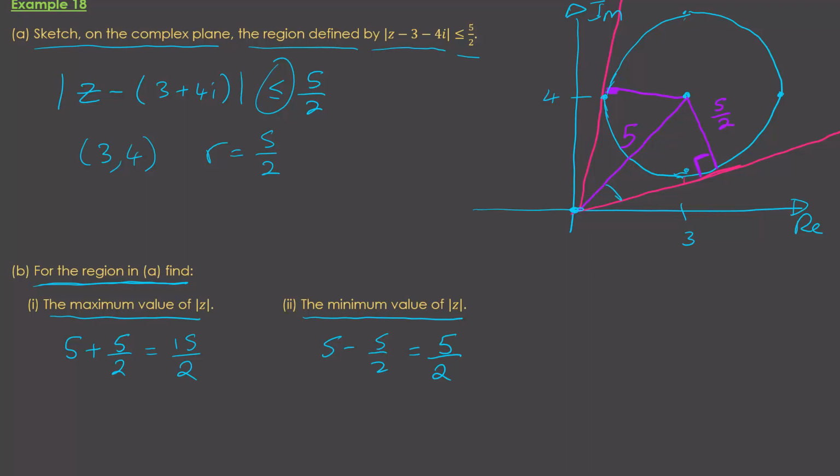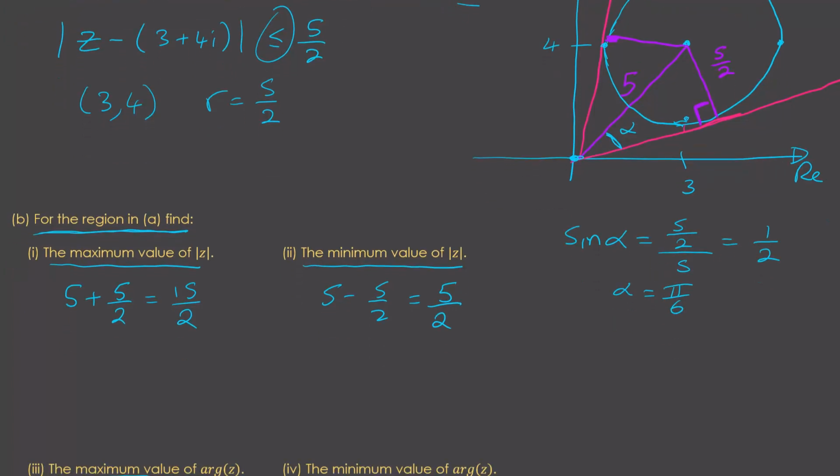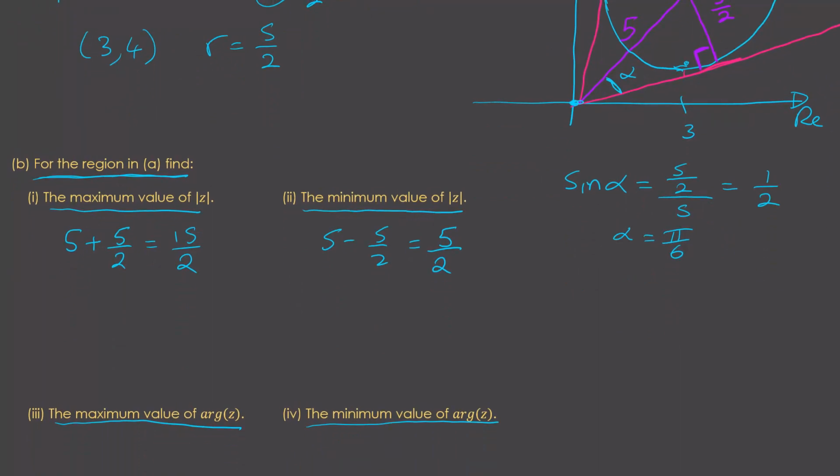Therefore, if we consider this angle here, which I'll call alpha, we can say that sine alpha is 5 over 2 divided by 5, which is equal to a half. So alpha is actually pi by 6. Now I'm actually just going to quickly produce a second sketch down here, just so that I don't have too many lines on the one up there.